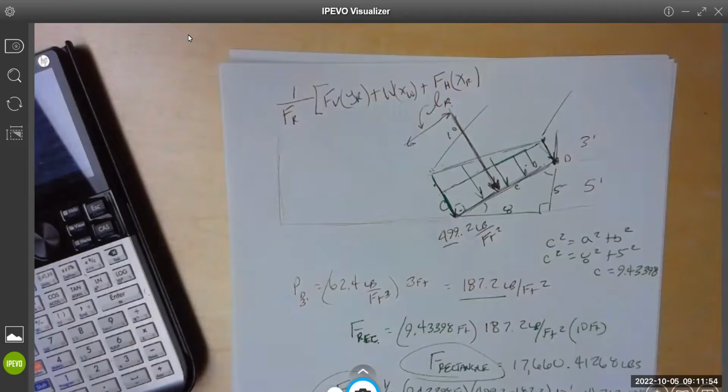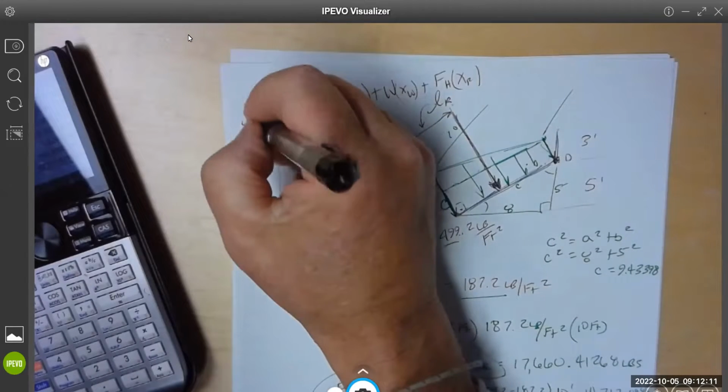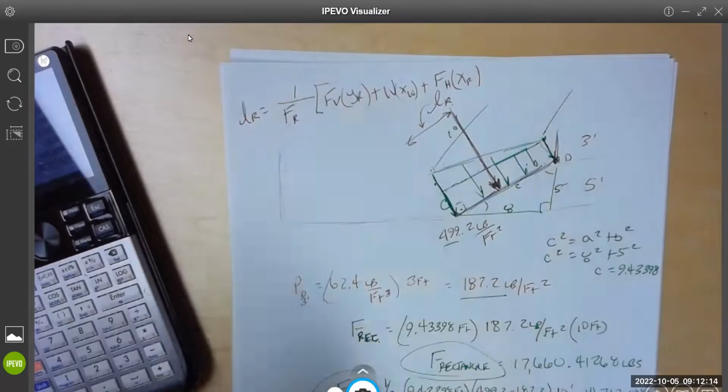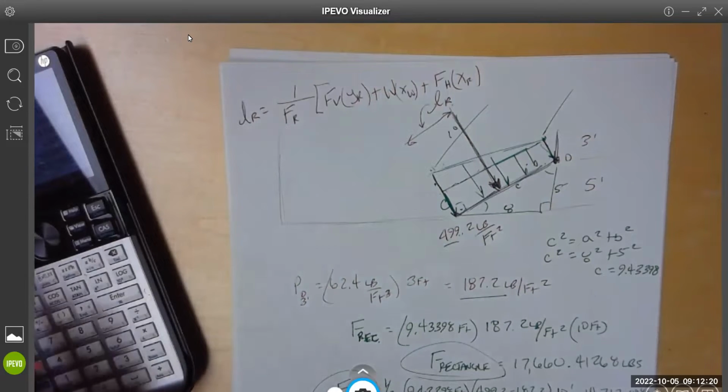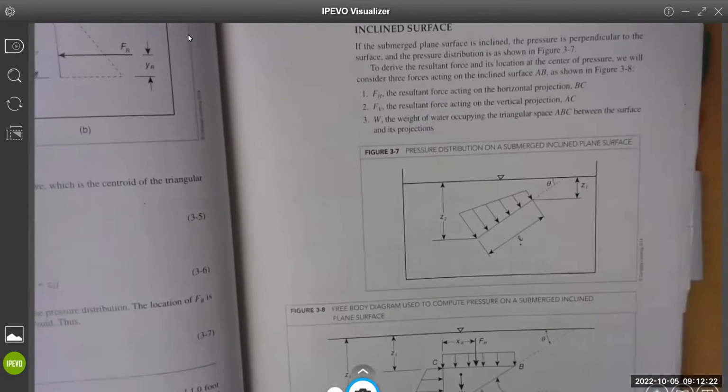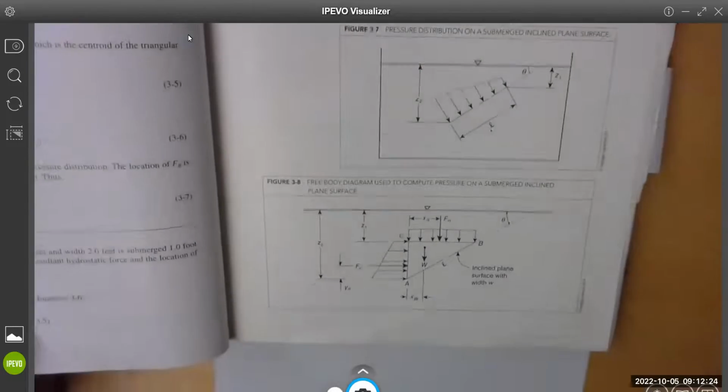So these are like pressure moments. Let's see where they get them. Nope, that's the whole equation. Oh, L sub R would equal that whole thing. So they derive it like on the page before, and they derive it from this. It's going to get complicated here.